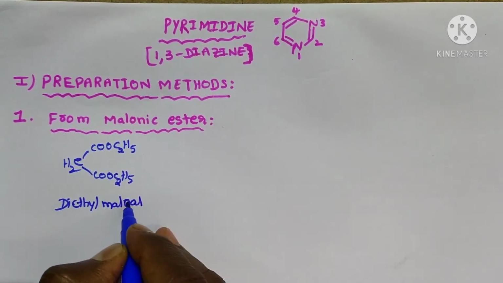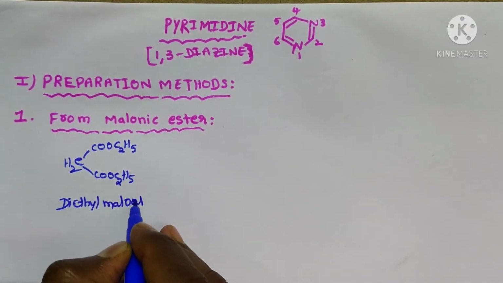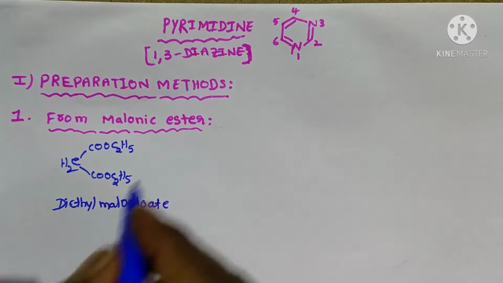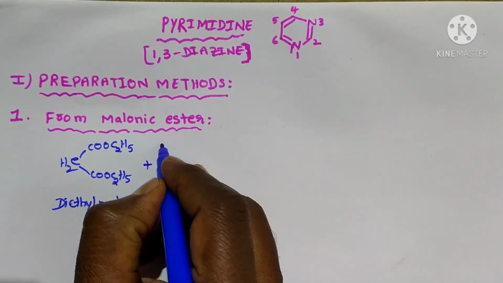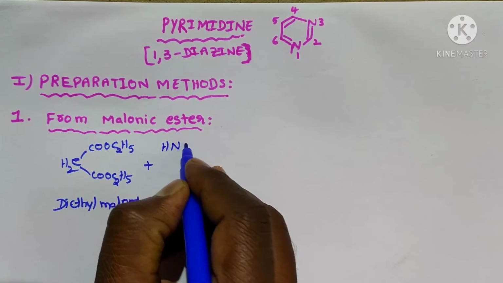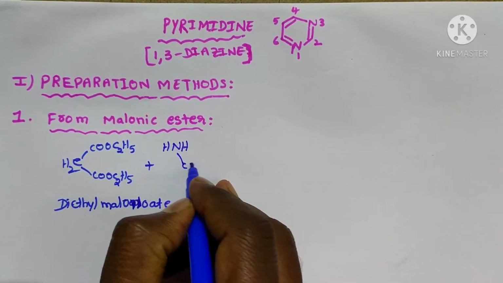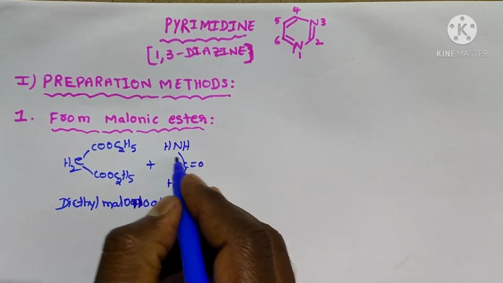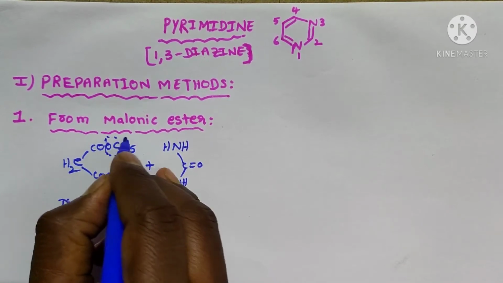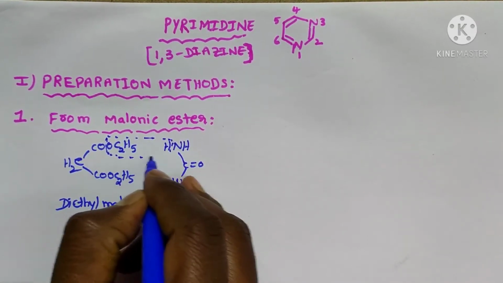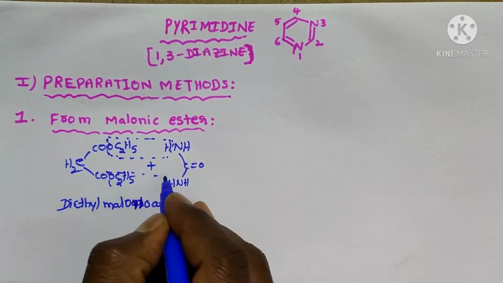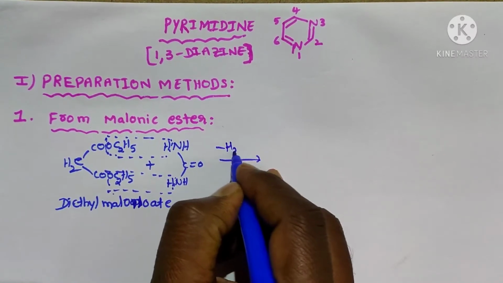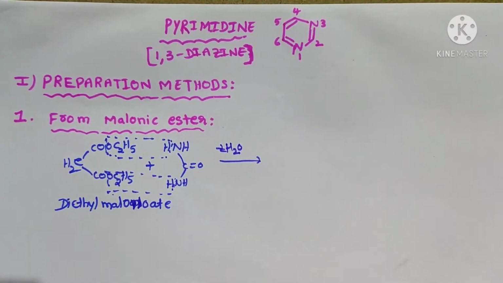Diethyl malonate. Okay. Here, if we treat this diethyl malonate with urea, the urea formula is NH2CONH2. So we write NH2 for convenience like this. So what happens here? Look here, water goes outside like this. This is a very simple method. So 2 molecules of water go outside, 2H2O.